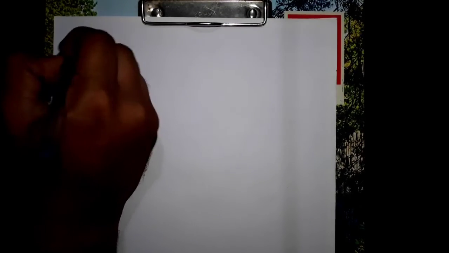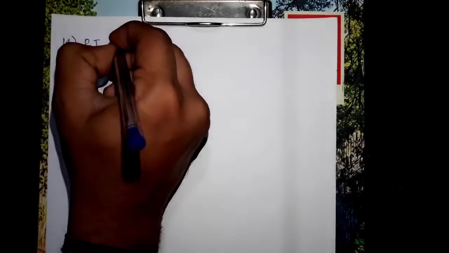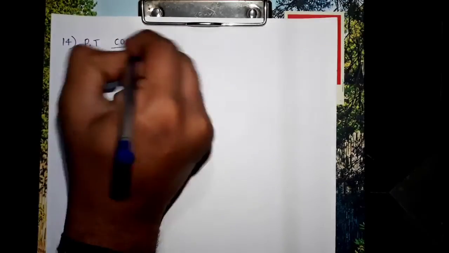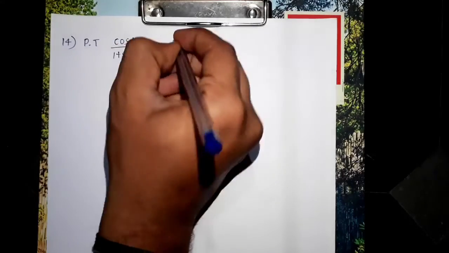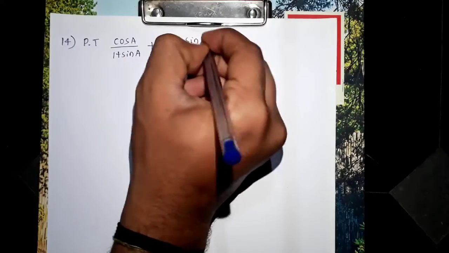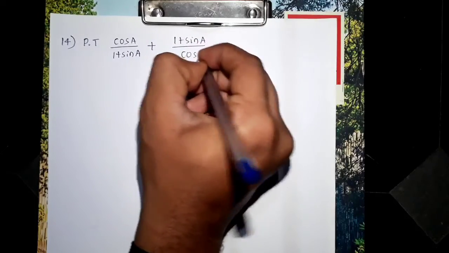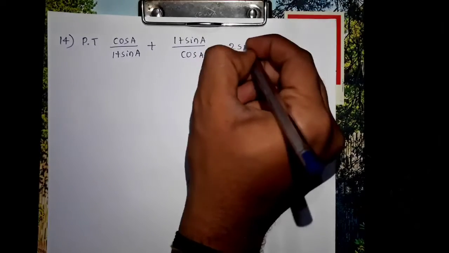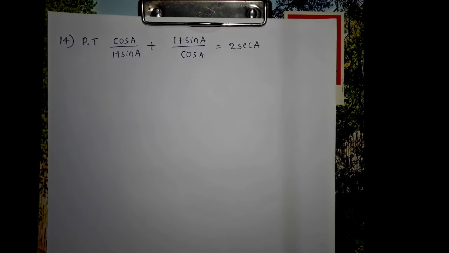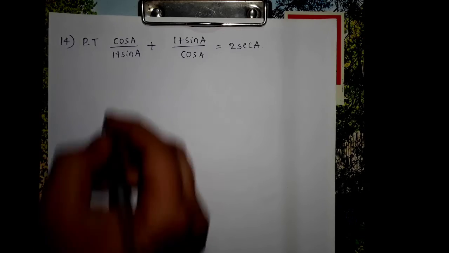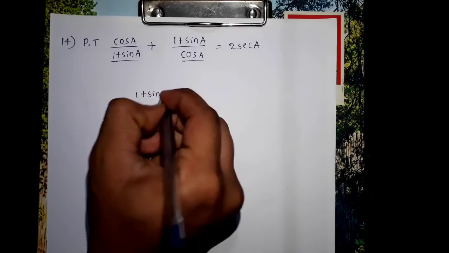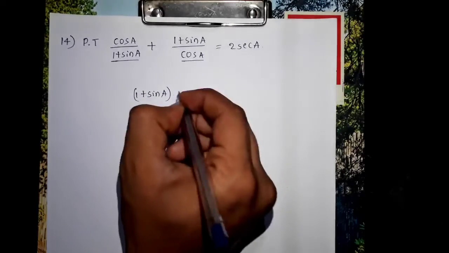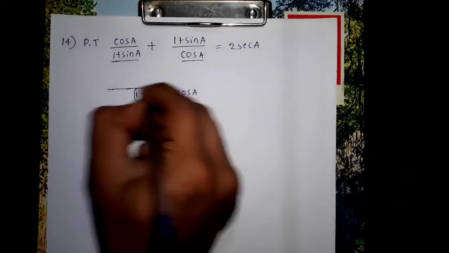Now let us go to the 14th question. Prove that cos a divided by 1 plus sine a plus 1 plus sine a divided by cos a is equal to 2 sec a. Now the first step what we have to do is take LCM. What will be LCM? 1 plus sine a into cos a will be LCM.